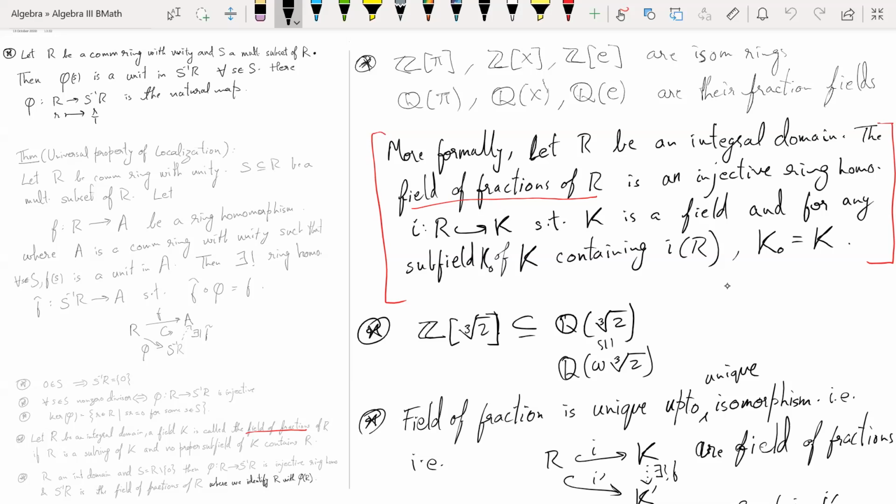Even the localization, if you do it formally, one has to define localization of R as this ring homomorphism phi. So it's not just the S. So formally, it's the whole ring homomorphism phi from R to S inverse R. So it's not just the object S inverse R, not just the ring S inverse R, but this morphism.